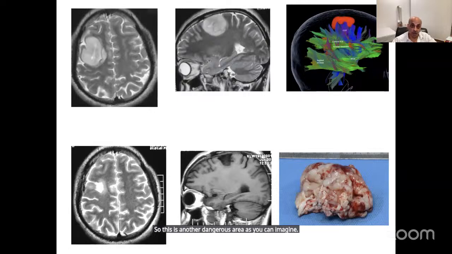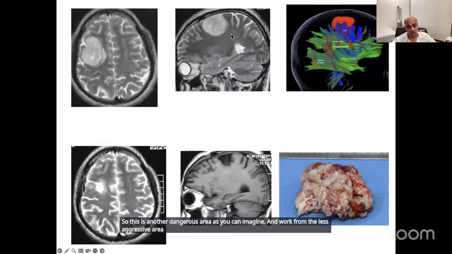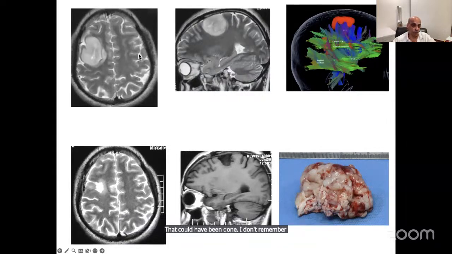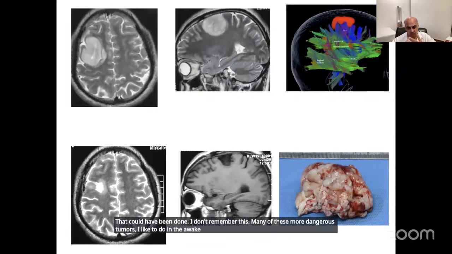And work from the less aggressive area. Maybe for this patient, if we want an awake situation, it may be good. I don't think this patient was done under awake condition, but could have been done. I don't remember this. Many of these more dangerous tumors, I like to do under awake situation because you are happier in the operation theater.